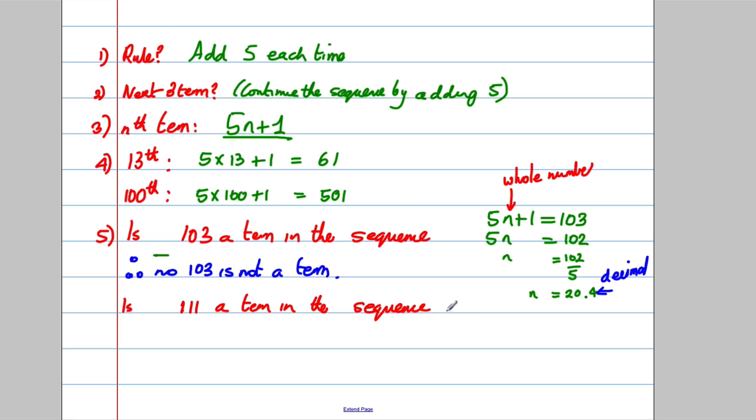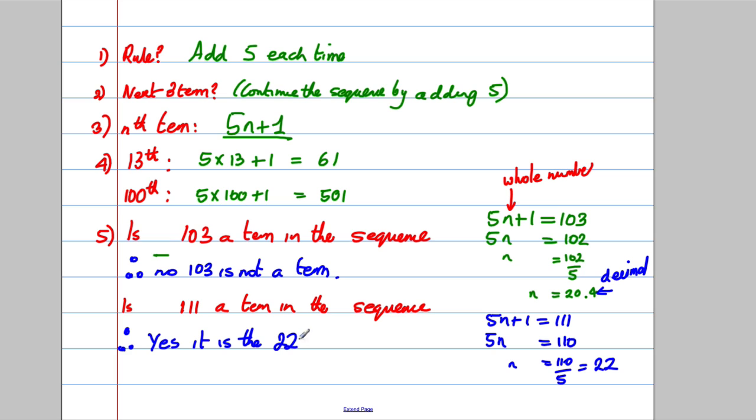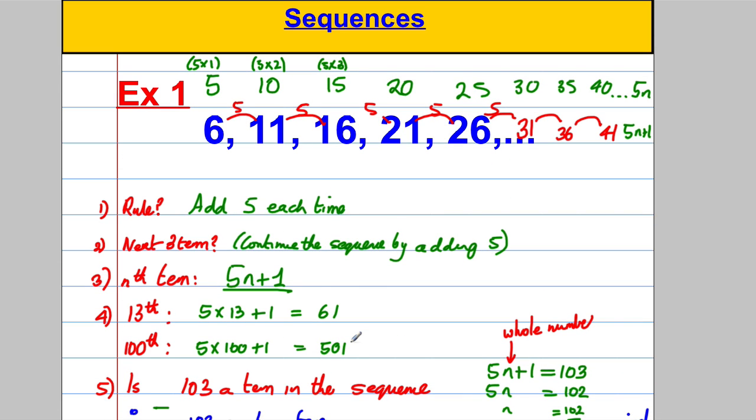What about 111? Let's check. Well, we could let 5n add 1 equal 111, subtract 1 off both sides, 5n is equal to 110, n would therefore be 110 divided by 5, and that would be equal to 22. Therefore, is 111 a term? Yes, the answer is, it is the 22nd term. Okay, and that's about all you could be asked about sequences.